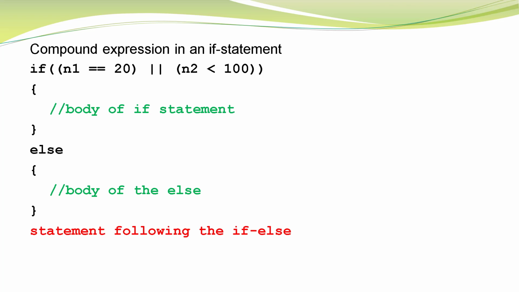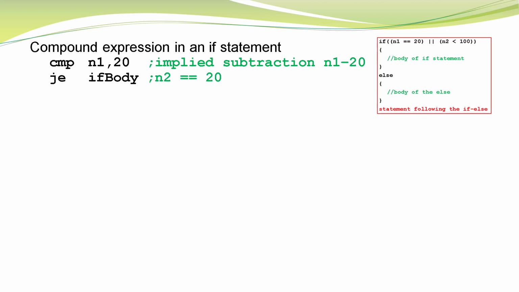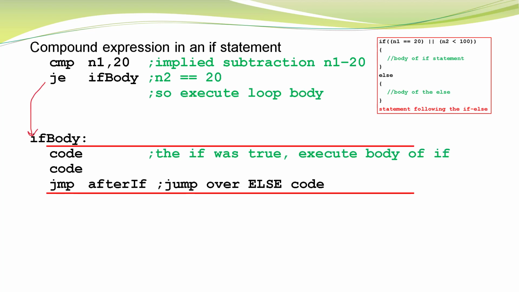Let's look at the assembly language translation. The first part is just like before. That is, if n1 is equal to 20, the body of the if gets executed. If not, we check for n2 being less than 100. If n2 is less than 100, the body of the if gets executed. Notice that I'm leaving some space here for the else part.